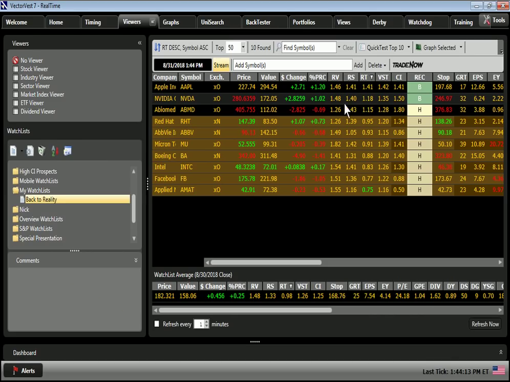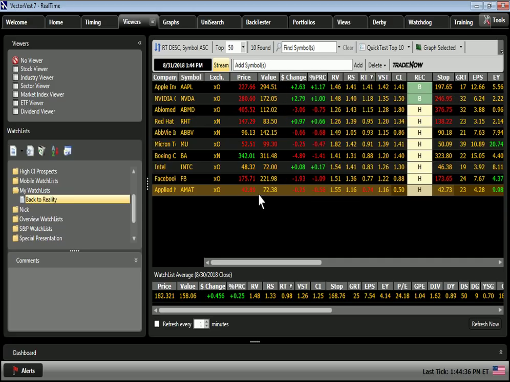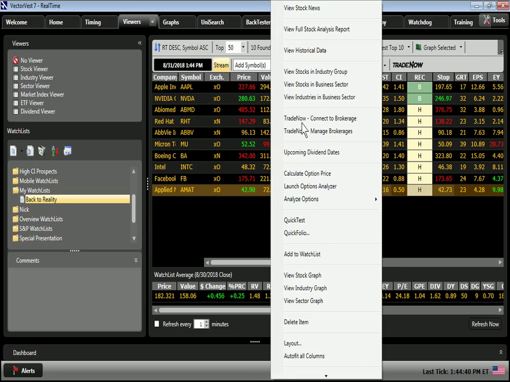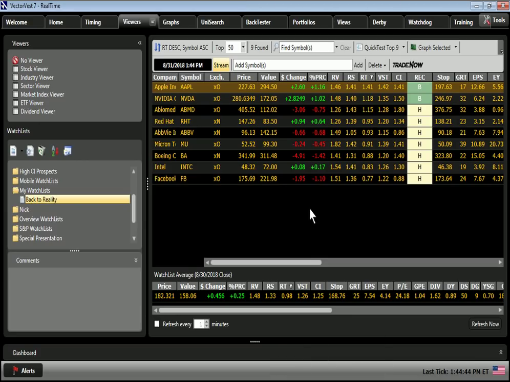So by using the power of the watch list, I'm going to help you to move your portfolio back to reality. And now, slowly but surely, you eliminate the stocks that are hurting your portfolio and start to replace them with moneymaker stocks. Let's take Applied Materials, for example. If I wanted to close out of the position, I would right click, click on delete item. Now I can take that out. You would go to your broker and actually sell that out in your broker.